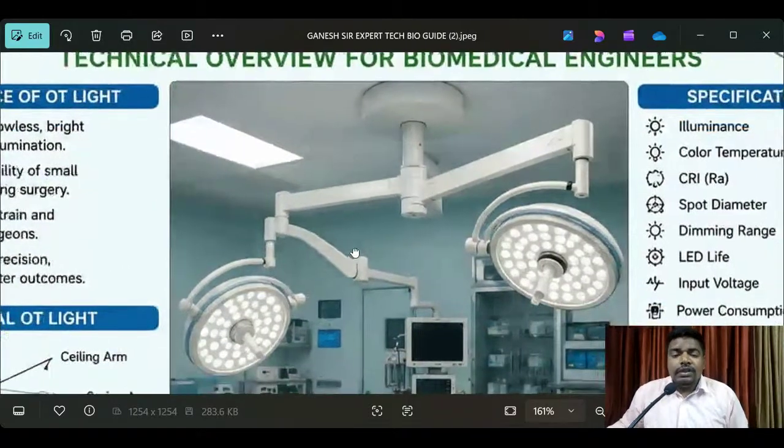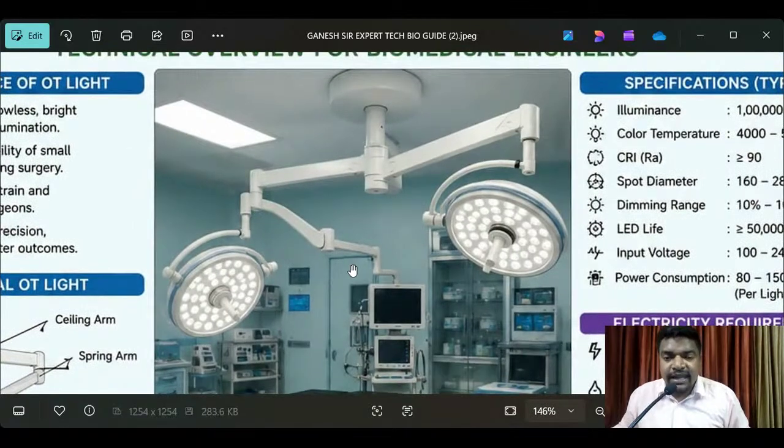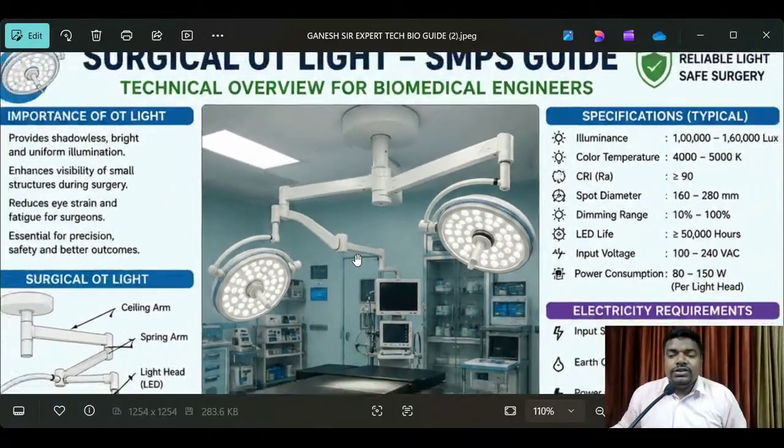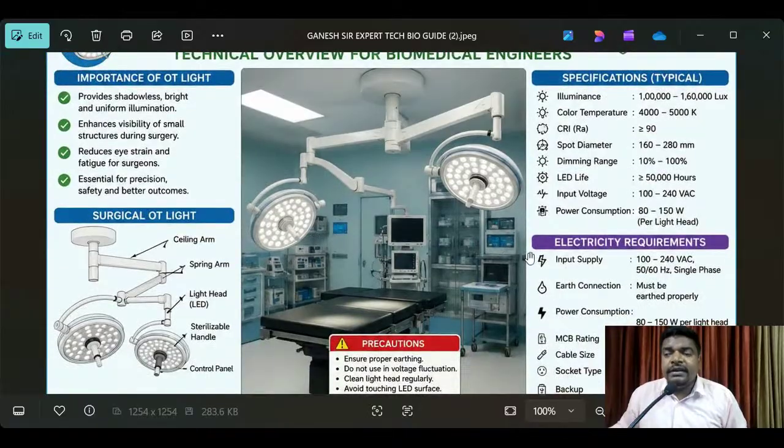So this is how a real OT light looks. See here, two domes are available, but in some OTs, three domes are also available, and sometimes four domes. Depending on requirements, the hospital will decide. These are all things decided before operation theater modification and construction time only. These are all decided by the hospital management. Okay, right. So this is what a modular OT looks like in an operation theater.